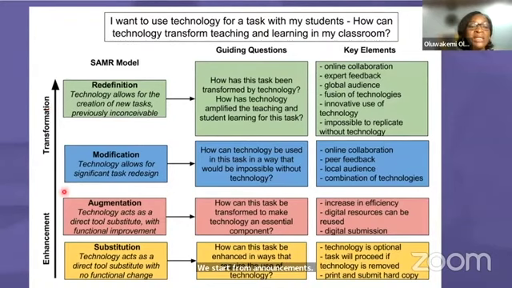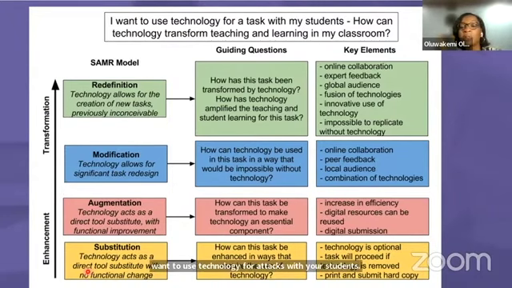So the S basically is substitution. So you want to use technology for a task with your students. You want to know what level you are integrating technology at. So when your technology use is just a substitution, for instance, I would have given notes, but instead I put my notes in a PowerPoint presentation, or a PDF, and I shared that PDF with my students. All I have done is give them a digital copy of my notes, and that is at the basic level of substitution.